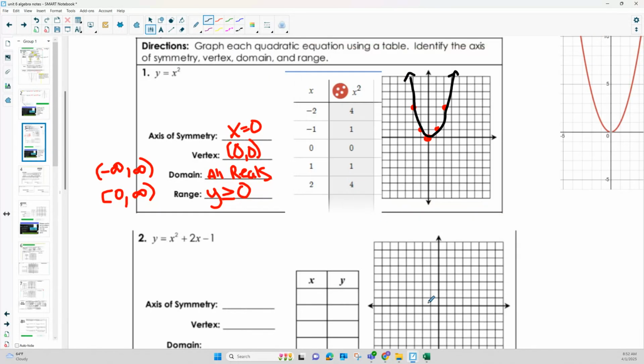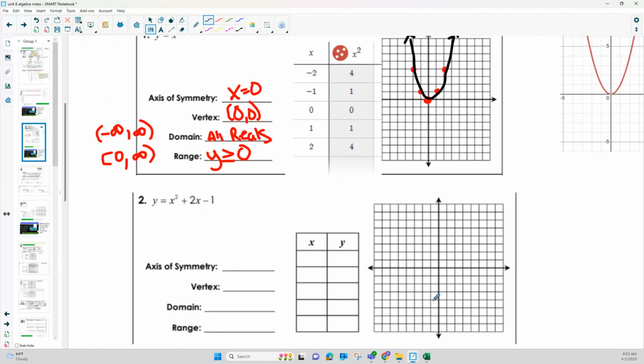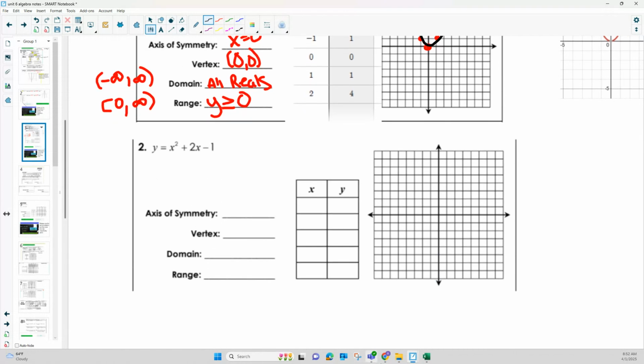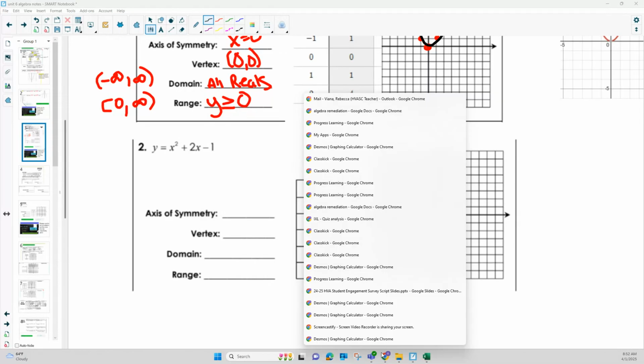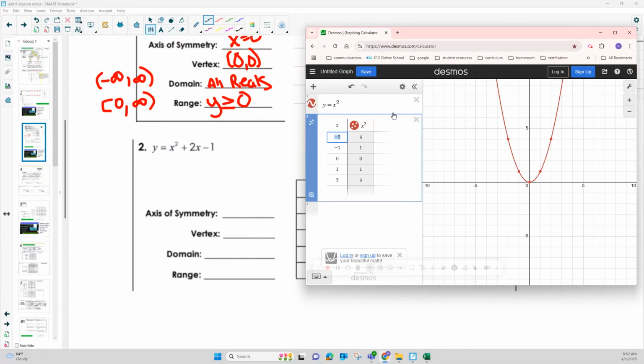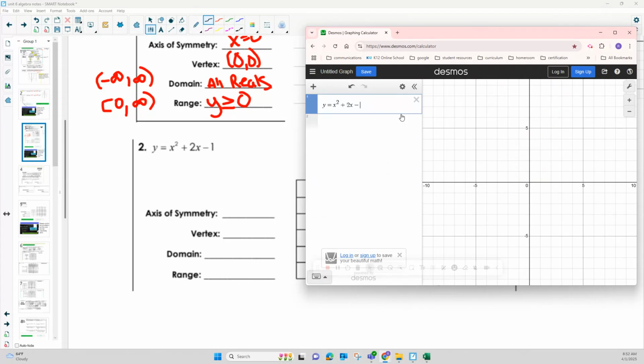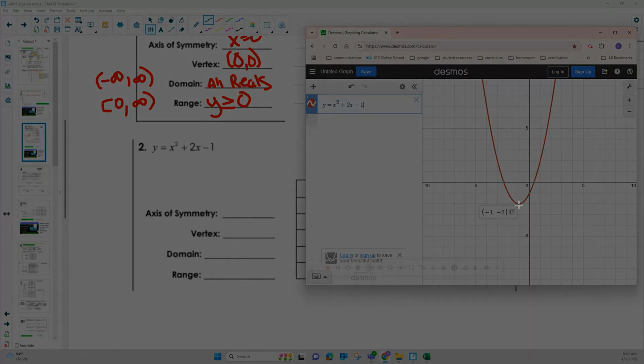All right, so let's do another one. I'm going to graph 2 of these for you guys. Let's graph one that's got a little bit more going on here. So we got y equals x squared plus 2x minus 1. All right, so we've got the vertex is -1, -2 here. I'm going to just take this out.